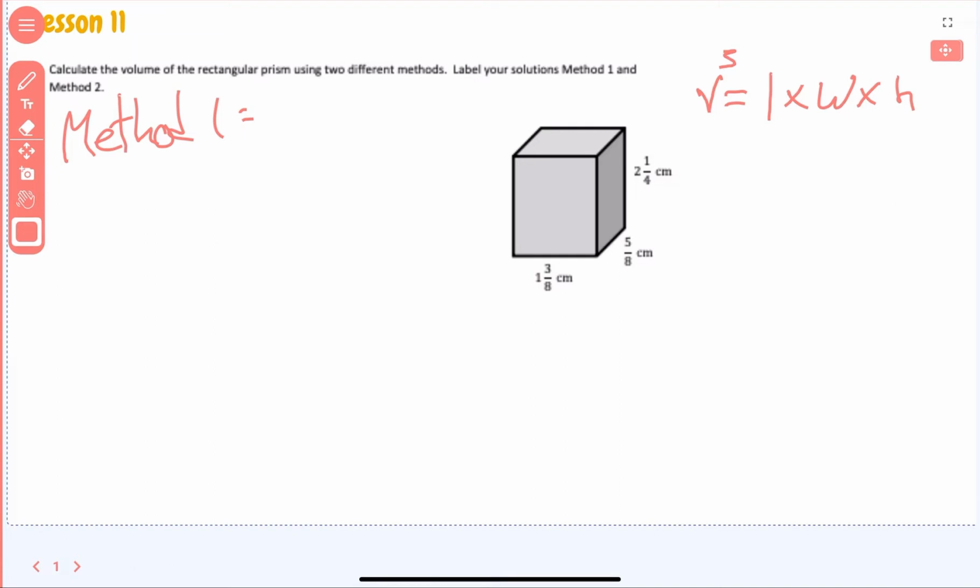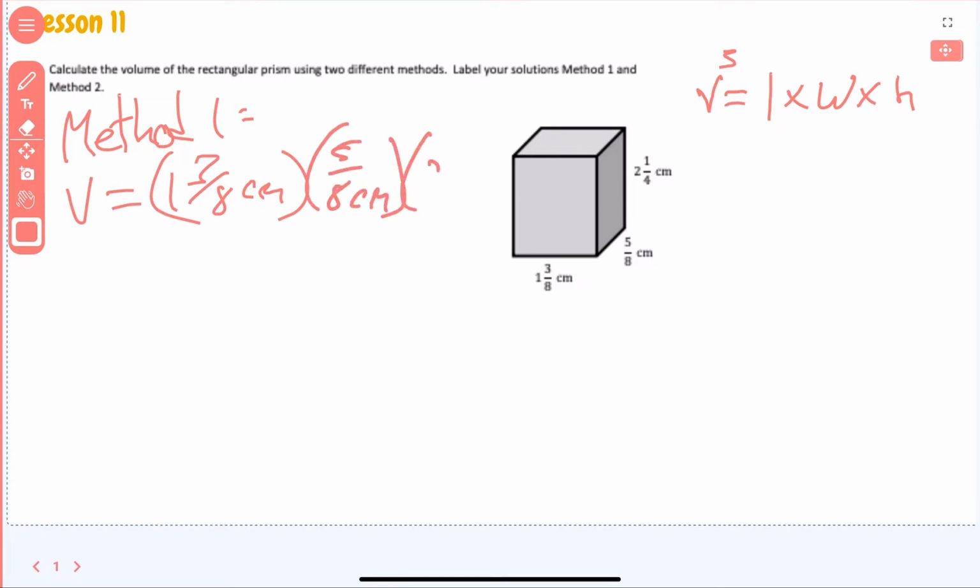Now, we just have to multiply these all together. So, for method 1, we'd say the length is 1 3/8 centimeters times the width, which is 5/8 centimeters, and the height is 2 1/4 centimeters. Now that's kind of hard to multiply together, right? So how can we make this easier?